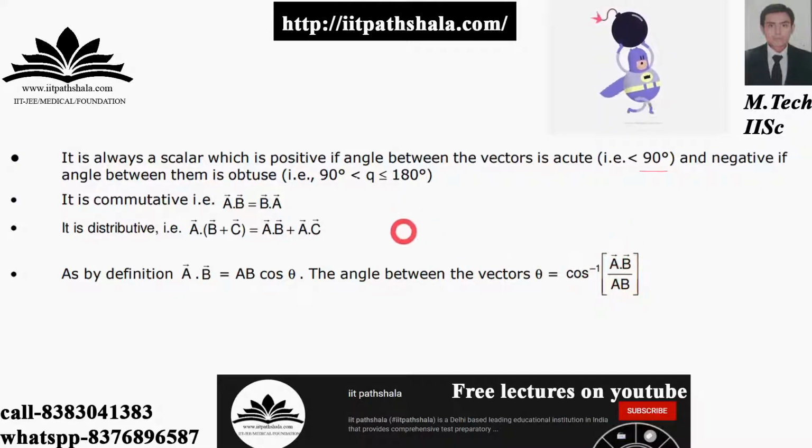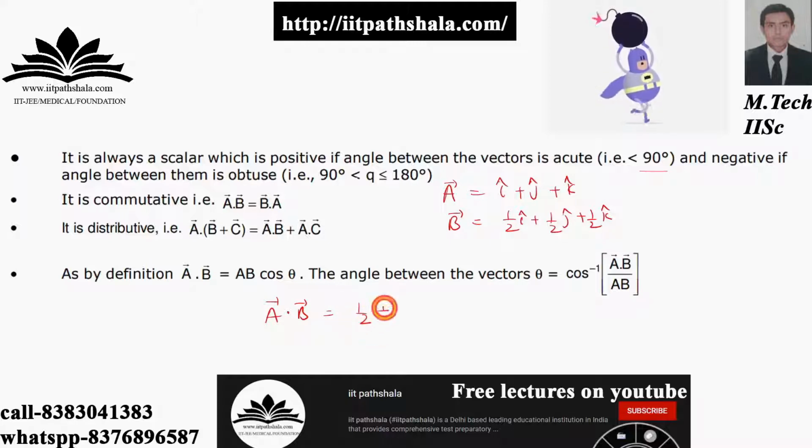Let us have an example. Vector A is i cap, j cap, k cap, and vector B is half i cap, half j cap and half k cap. Then A dot B will be 1 by 2 plus 1 by 2 plus 1 by 2, which is 3 by 2. So I am getting A dot B as 3 by 2.